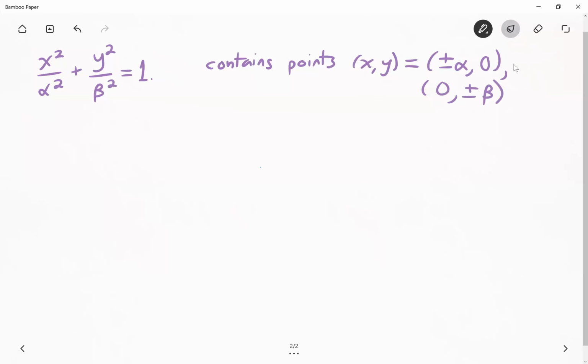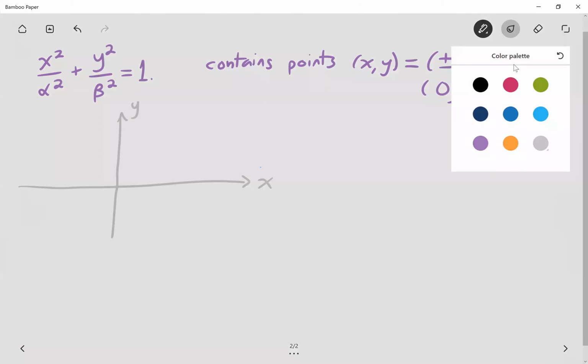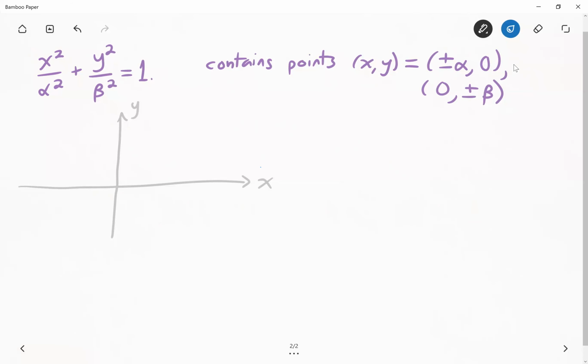So if I'd like to start drawing a graph of this function, I'll go ahead and draw an xy axis here. And I can label a few points that I know are on this curve. This could be the point alpha, 0. On the opposite side, this is the point negative alpha, 0. Up here I have a point 0, comma beta. And down here I have a point 0, comma negative beta. So I know there's 4 points on it.